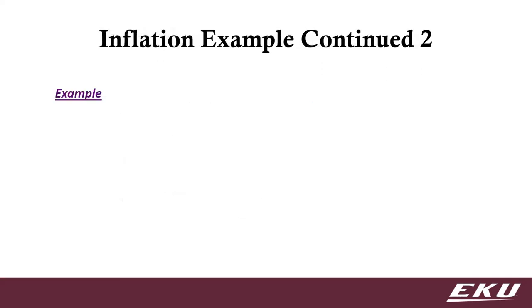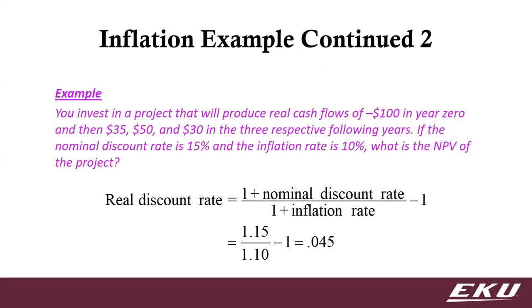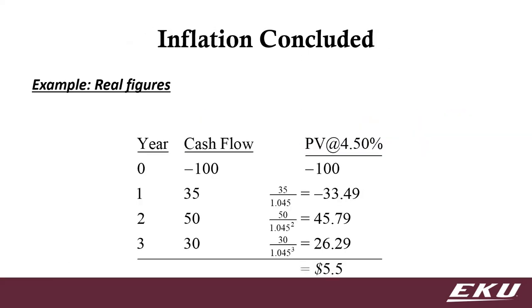Okay, here's another project. Now the project's got the same cash flows, but it says, what if the nominal rate is 15 and the inflation rate is 10%? What is your NPV of the project, right? So now we have to figure out what our real discount rate is, using that nominal rate and inflation, and then we will calculate what our value is.